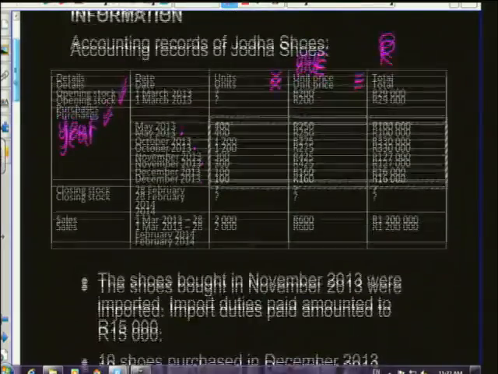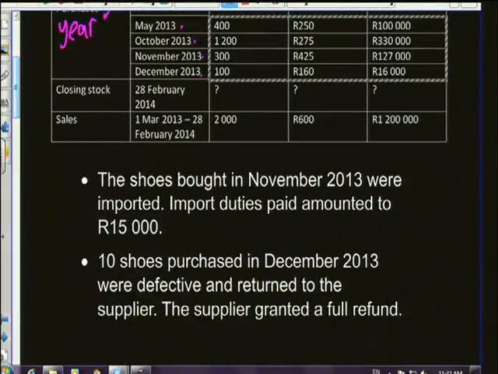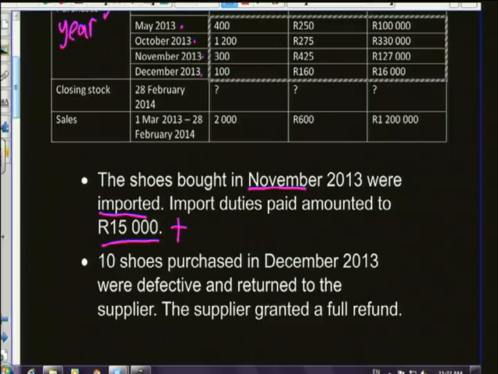Let's now read further. The shoes bought in November 2013 were imported. Import duties paid amounted to 15,000. Okay, important bit of information. The purchase that we made in November, because we've imported these goods, obviously from another country, you've got to pay import duties. Now remember guys, what does this do to the value of your stock? If you've got to pay any carriage on purchases or import duties, in this case it is import duties, the value of your stock is going to increase. I'm going to put a plus sign next to this bit of additional info.